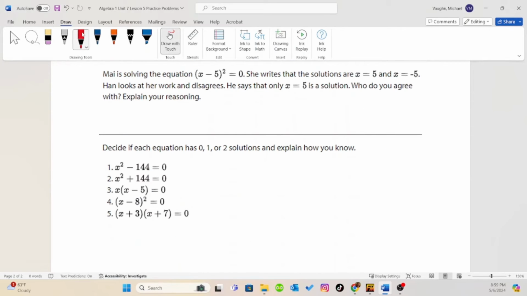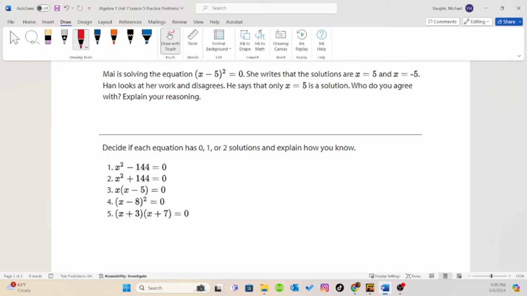Mai is solving the equation (x minus 5) squared equals 0. She writes that the solutions are x equals 5 and x equals negative 5. Han looks at her work and disagrees. He says that only x equals 5 is a solution. Who do you agree with? Explain your reasoning.